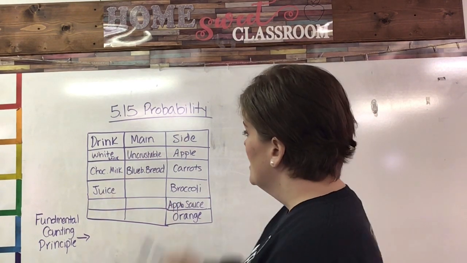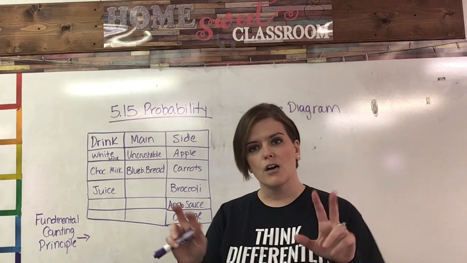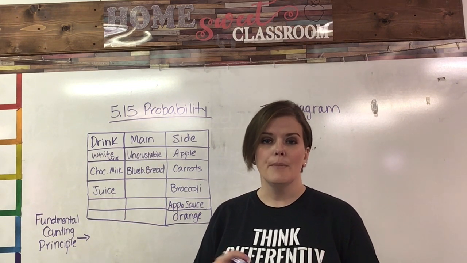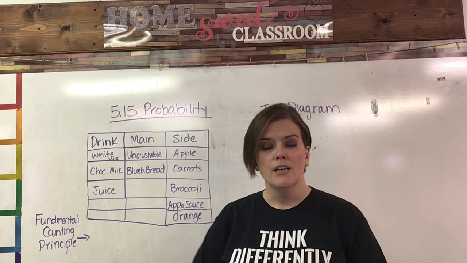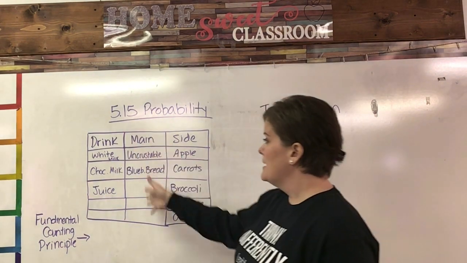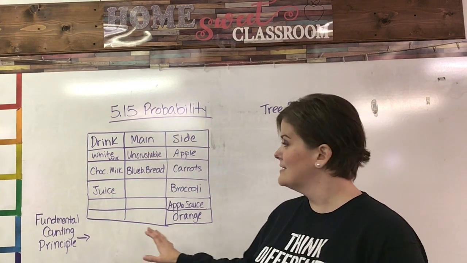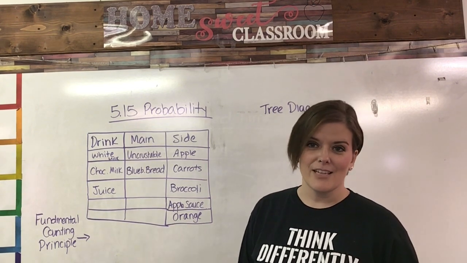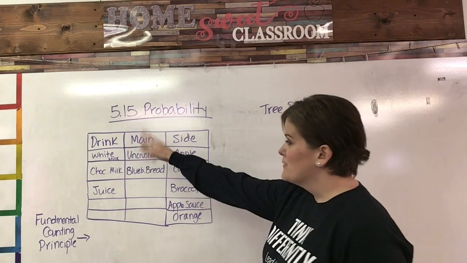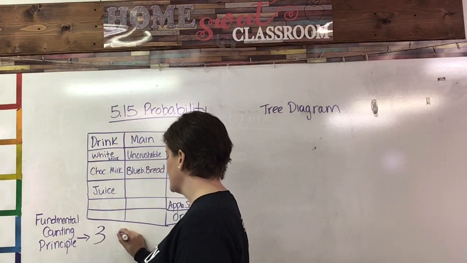Keeping track? All right, so the fundamental counting principle says that we take totals for each of our categories, and then if we multiply them together, it'll tell us how many total possible combinations we can create from the data that we're given. So I have three categories: drinks, main, and sides. For drinks, it's white milk, chocolate milk, and juice. So that's three total things.